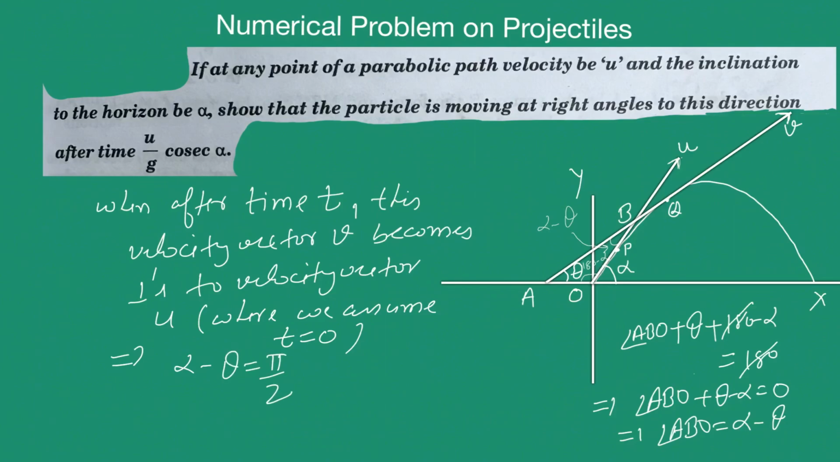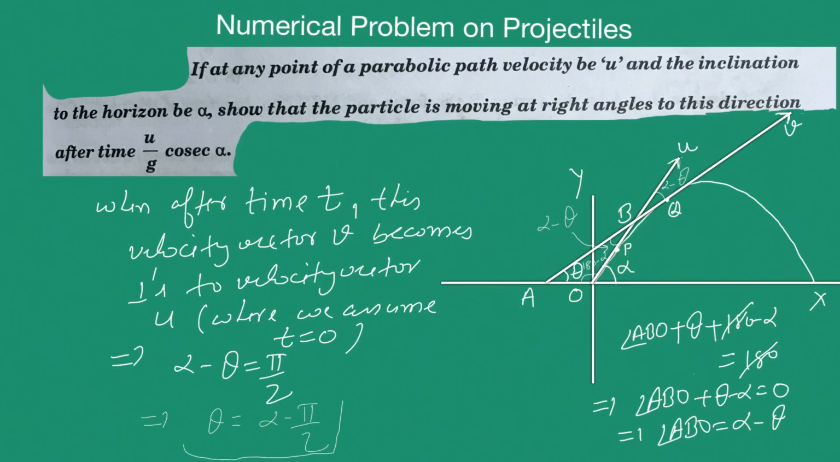degree, so this angle will be 90 degree, because if this angle is alpha minus theta, this angle will also be alpha minus theta, because of vertically opposite angles. So that is the angle between u and v. What is that? Alpha minus theta. And when u and v become perpendicular, this angle will be pi by 2. So this implies that theta is equal to alpha minus pi by 2.